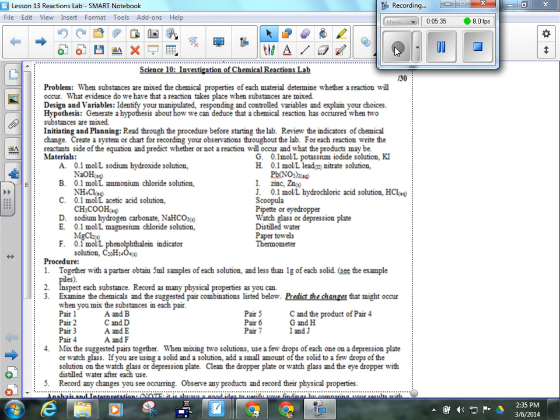The other thing you have to be careful of is when you're mixing them. So what you're going to do is, let's say you're pairing up A and B. You'll come up to the front and put A in the watch glass. Okay? And then you'll fill the eyedropper for B up, and you'll tip it upside down so it can't leak out and walk back to your station with the watch glass and the eyedropper full of the second reactant.